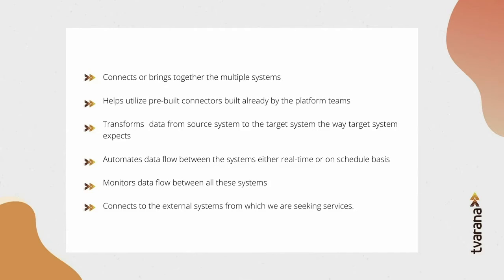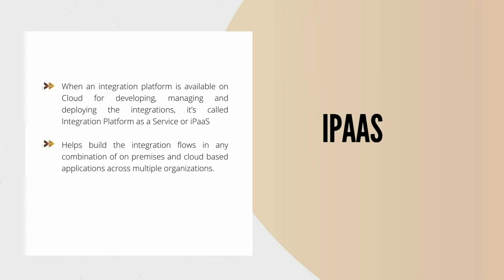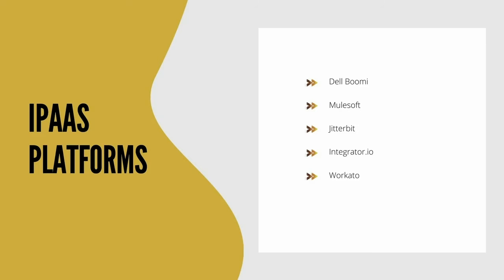Okay, moving on to iPaaS, or Integration Platform as a Service. When an integration platform is available on the cloud for developing, managing, and deploying integrations, it is called Integration Platform as a Service. iPaaS helps us to build integration flows in any combination of on-premise and cloud-based applications across multiple organizations. Now, here are some of the top iPaaS solutions available today. There's Dell Boomi, MuleSoft, Jitterbit, Informatica, which you don't see on the screen, Integrator.io, and Workato.